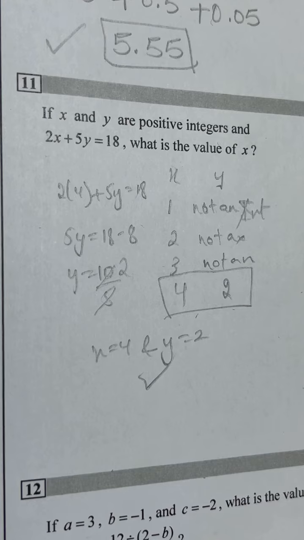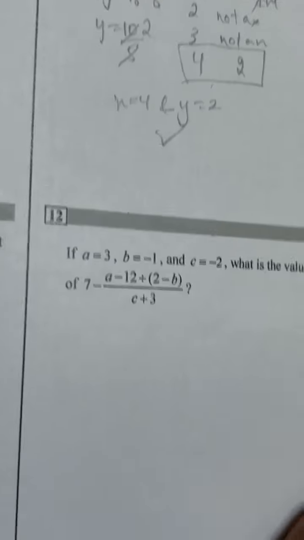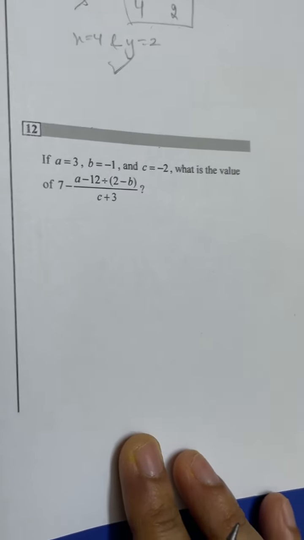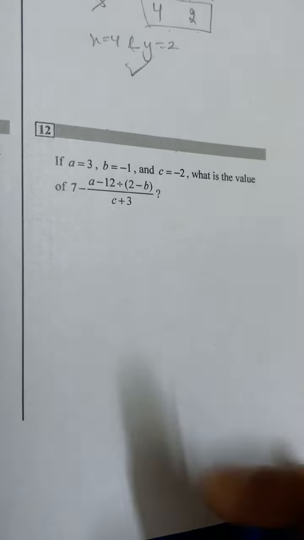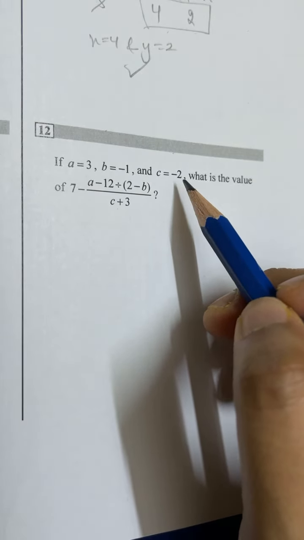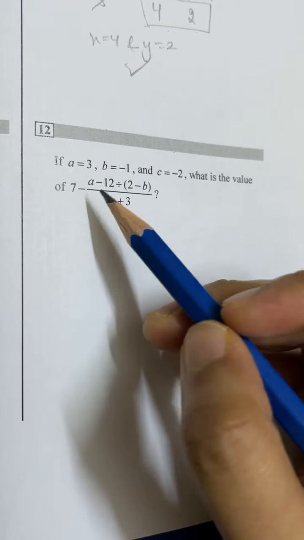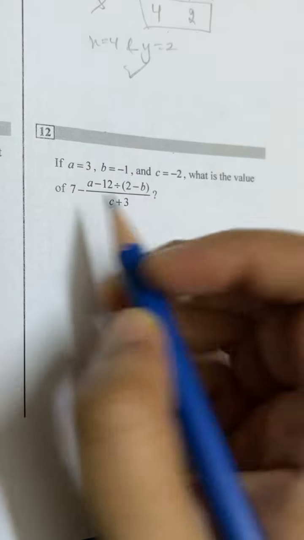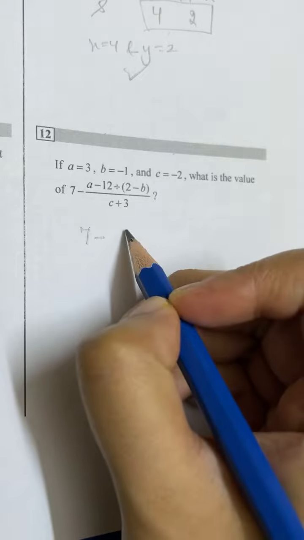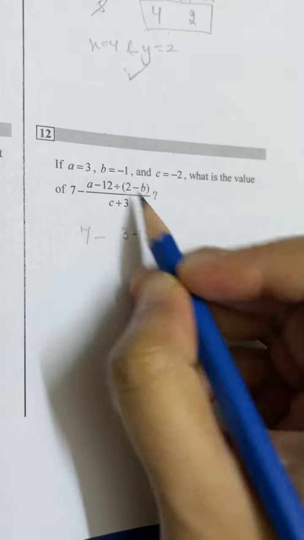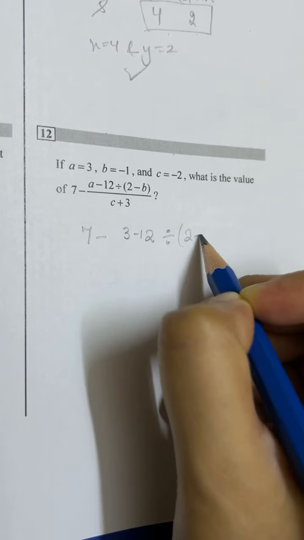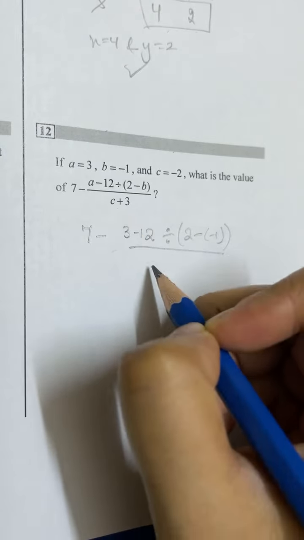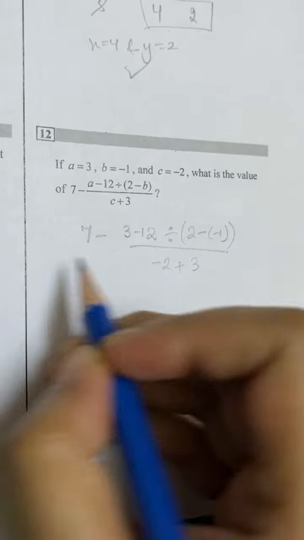Right. Okay, let's see if we can answer question number 12. Question number 12 here says, if a is equal to 3, b is equal to minus 1, and c is equal to minus 2, what is the value of 7 minus an expression given to you? So let us substitute back all the values in that. That's 7 minus a is 3 minus 12 divided by 2 minus of minus 1 over c is negative 2 plus 3. So we are going to solve for that.